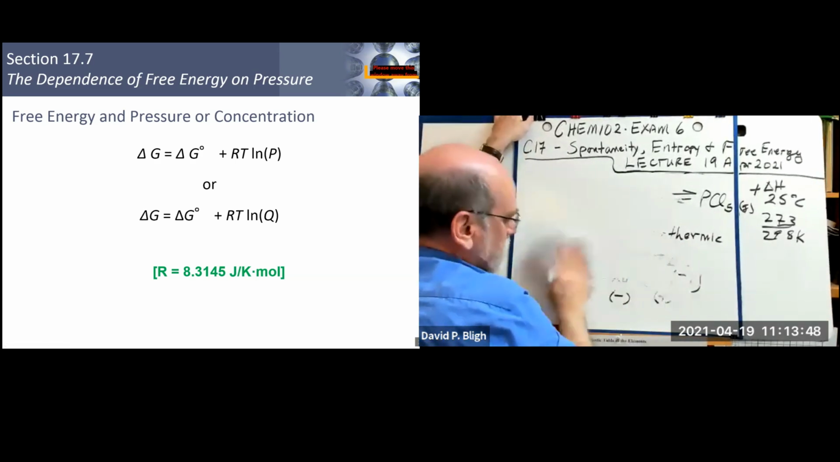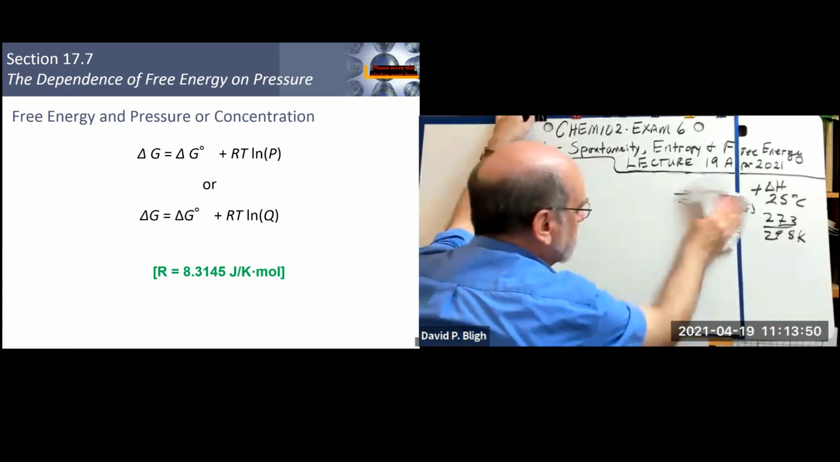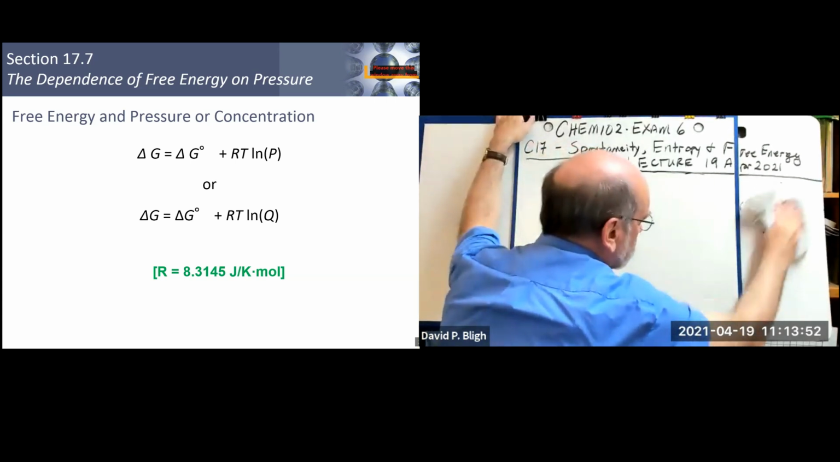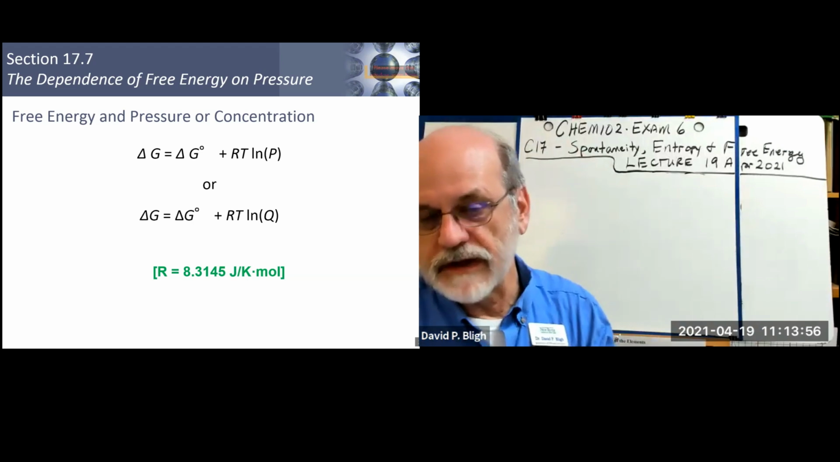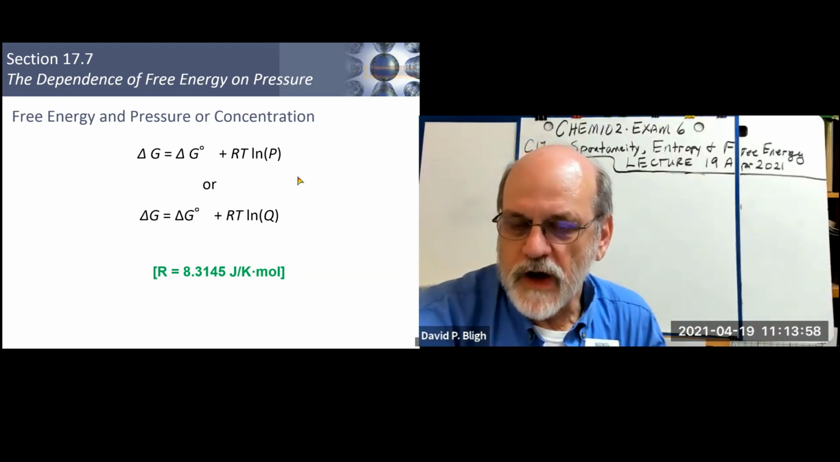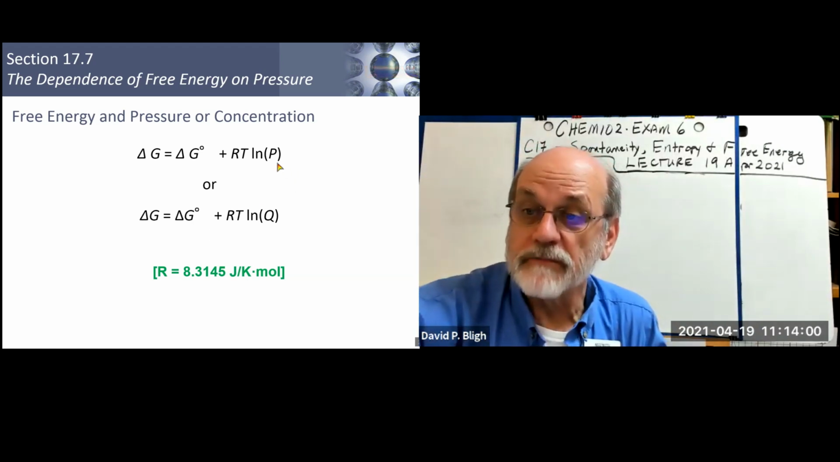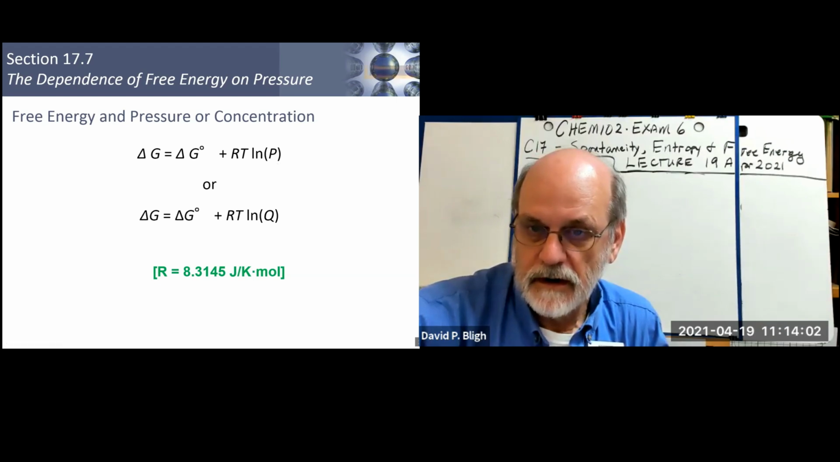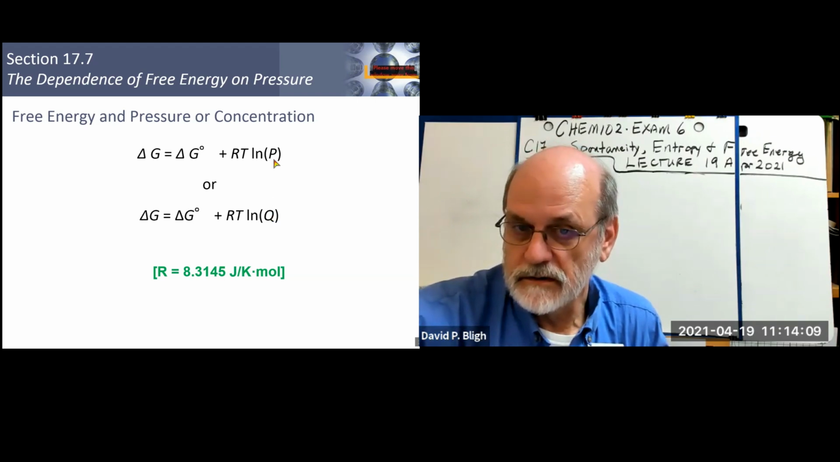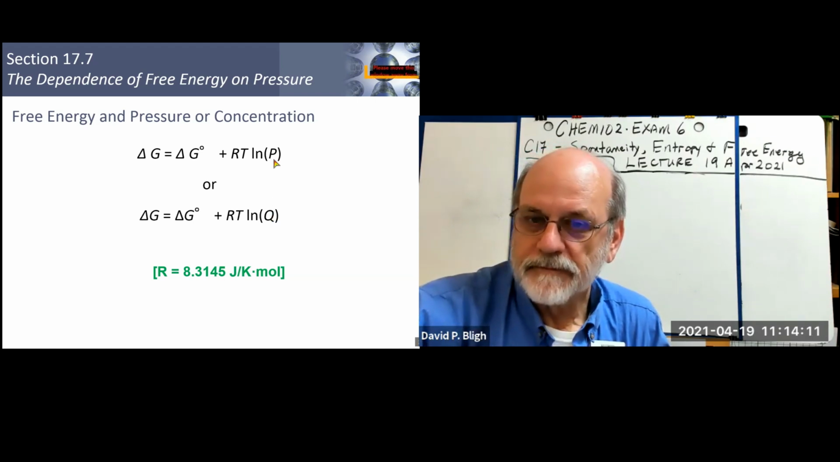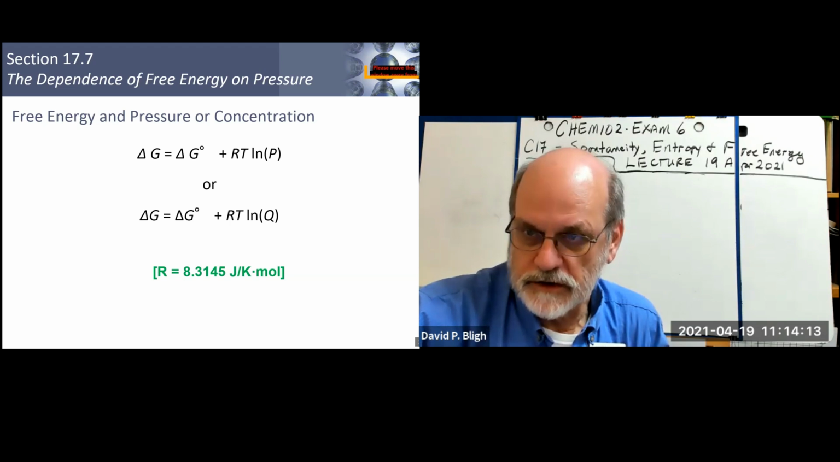Now that reaction, that equation, can also be expressed in terms of changes in P. So if you have a reaction where all of the components are gases, and you calculate the P for that relative to the Q, then you can also determine the delta G.